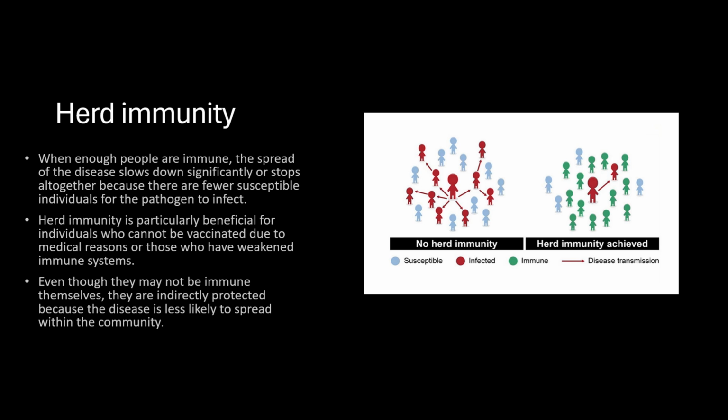Herd immunity is particularly beneficial for individuals who cannot be vaccinated due to medical reasons or those who have weakened immune systems. Even though they may not be immune themselves, they are indirectly protected because the disease is less likely to spread within the community.